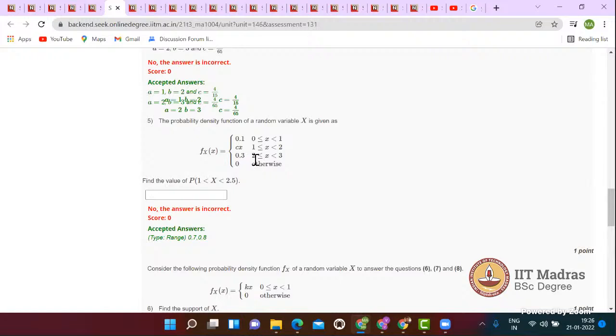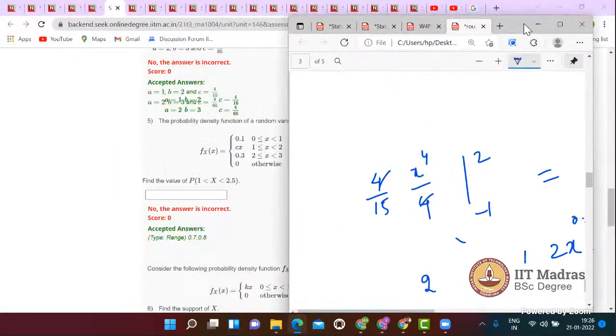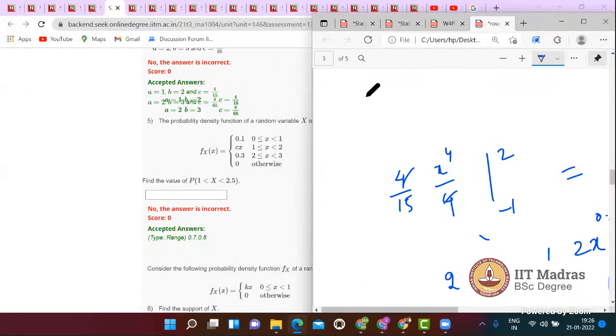Okay. So why do we have to subtract 2.5 and 2? This is what you are doing. 0.3 into 2.5 minus 2, that is 0.5, plus do this integration from 1 to 2, you'll get the probability value. Yes, sir. Okay.